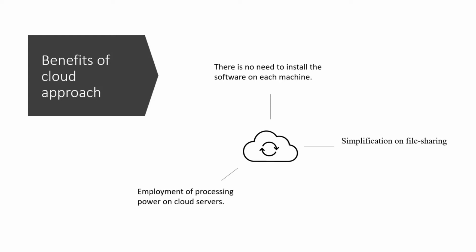Third, we can employ the processing power of cloud servers. By this, the application runs as a thin layer. So the data structure running on the browser is just a copy of the data structure running on the server. So we don't have to employ a large processing power on the user's computer, so we can use the application with mobile devices like cell phones and tablets.